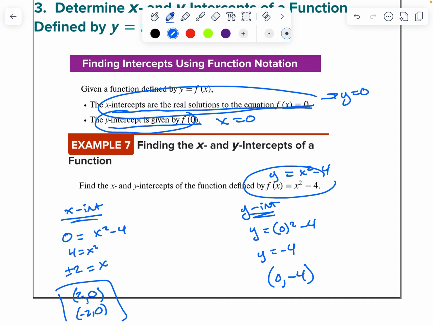We get 2 x-intercepts. For any function, to find the x-intercept, you sub a 0 in for y, and to find the y-intercept, you sub a 0 in for x. For the y-intercept, your x-coordinate is going to be 0. To find an x-intercept, your y-coordinate is going to be 0. y equals 0, right? x equals 0. That's always true.